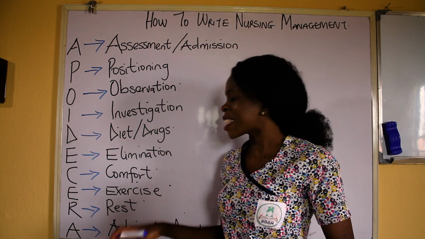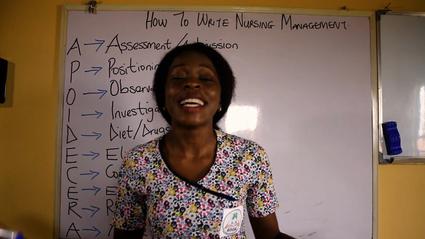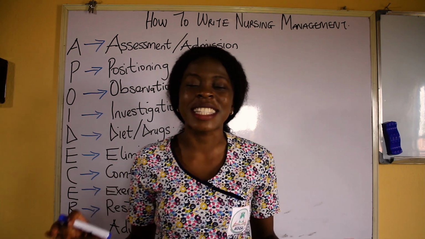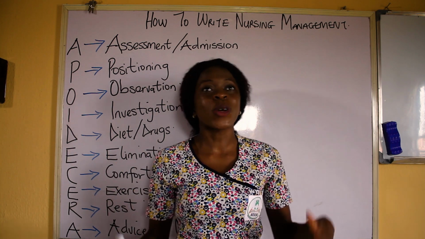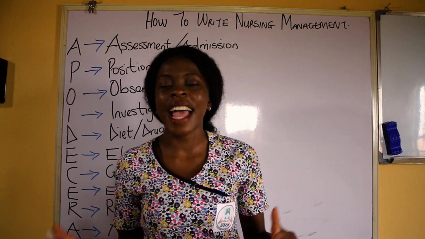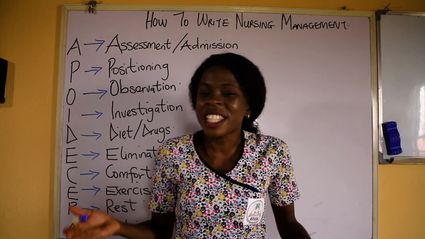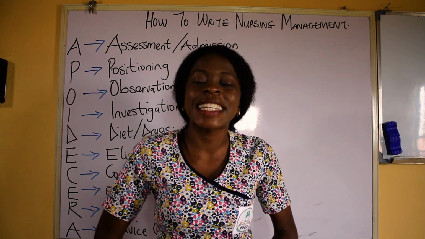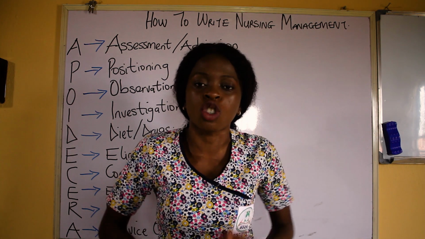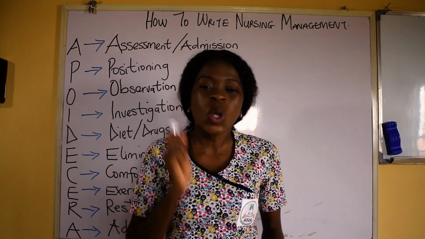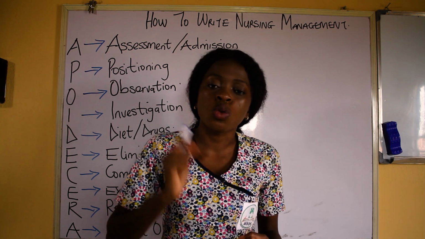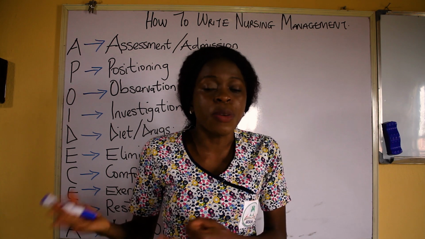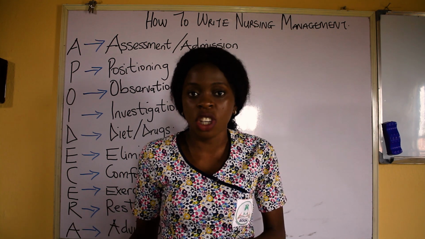Then the other one we have is advice on discharge. Like seriously, with advice on discharge, I have a lot of points to give. So at the end of my nursing management, I usually say advise the patient on the following. First, encourage the patient to take their medication as at when due. 2, encourage the patient not to stop medication even if they feel better. They should continue with their medication.